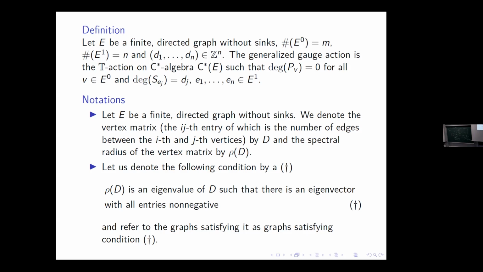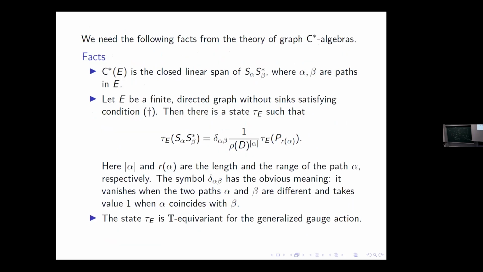So this condition is needed because of the following fact, the second fact. If I have a graph which is finite directed without sinks and satisfies the condition dagger, then there is a canonically defined state tau E. It takes value on S alpha S beta star. It becomes explicitly this: delta alpha beta, 1 over rho D to the mod alpha, and tau applied on the projection indexed by the range of alpha.